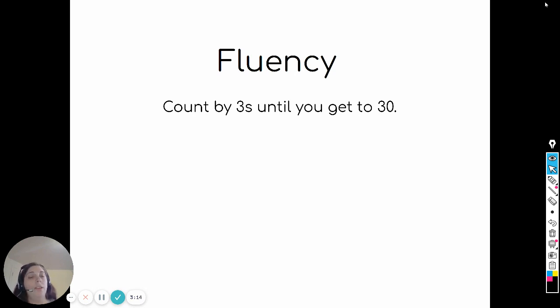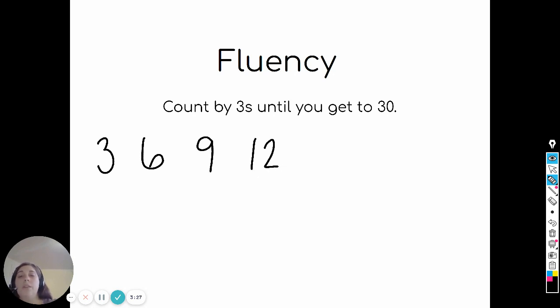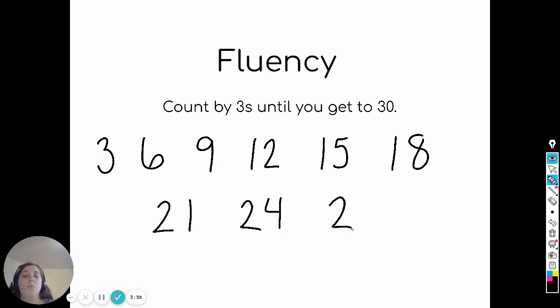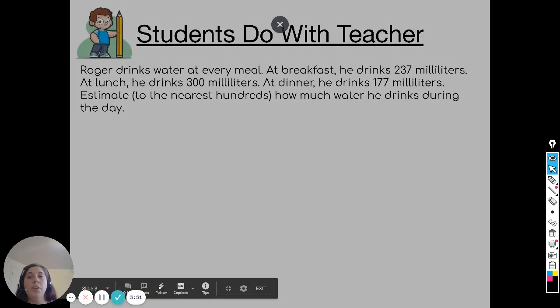Okay, so let's go ahead and look at what this skip count should have looked like on your whiteboard, counting by threes until you get to 30. 3, 6, 9, 12, 15, 18, 21, 24, 27, 30. Okay. Go ahead and erase your whiteboard.